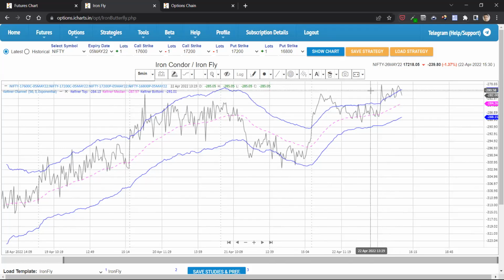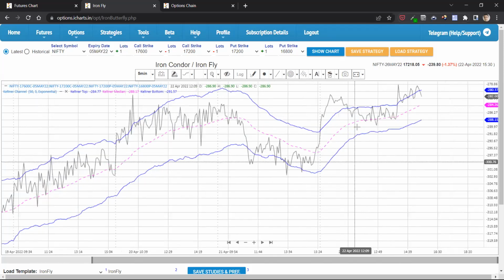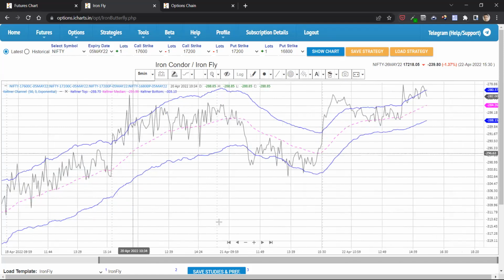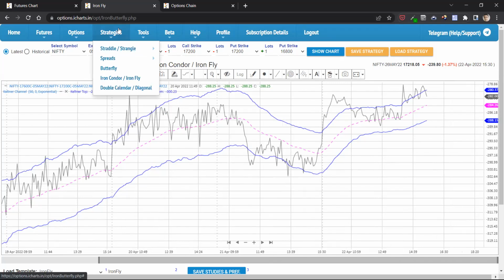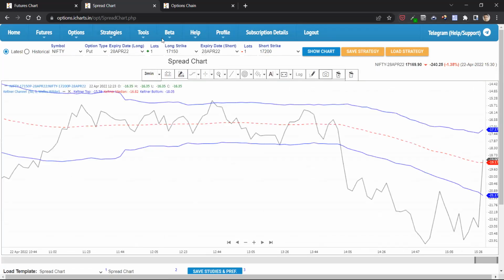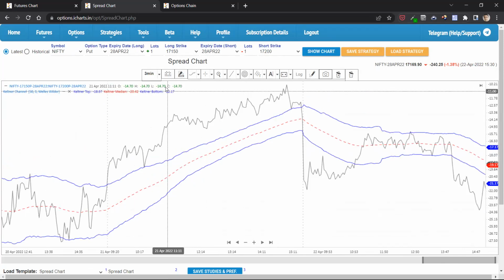Any other doubts on the fly? The adjustments clear? Yes, sir. Okay, excellent. So now you have got the general idea of how adjustments are done. Exactly the same way the adjustments would happen for a spread chart. I do it exactly the same way.